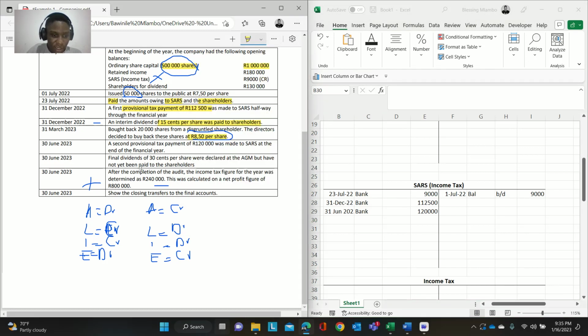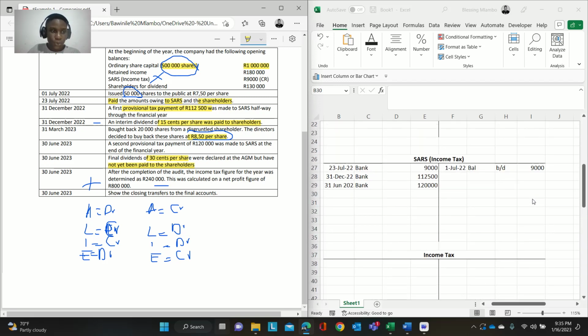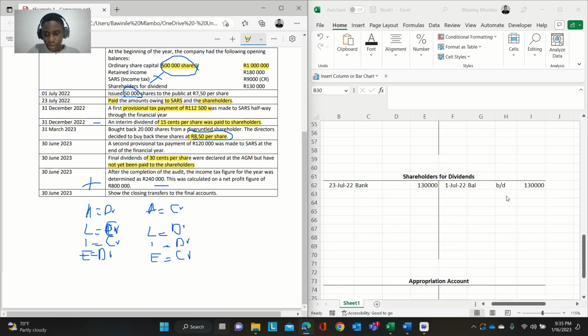Then on the 30th of June 2023 again, they say a final dividend of 30 cents per share was declared at the annual general meeting, but has not yet been paid to the shareholders. So the company declared this dividend but did not pay the amount to shareholders on the same day. What's that? It's a liability, meaning that we owe shareholders money. How much do we owe shareholders? So this liability will be increasing on the credit side.